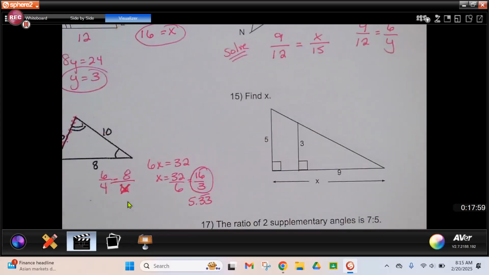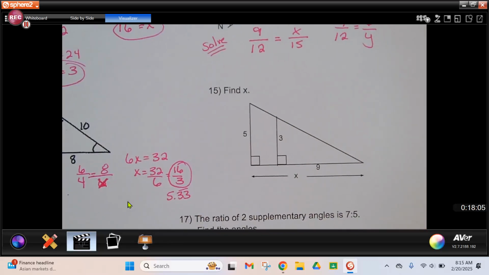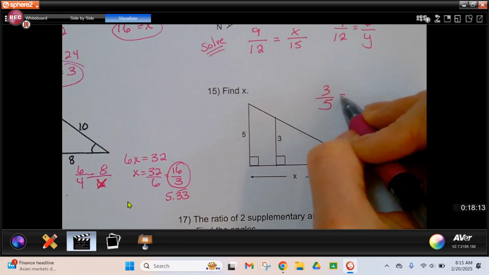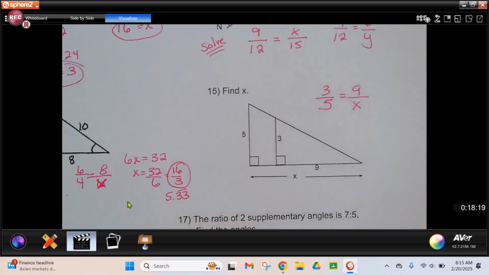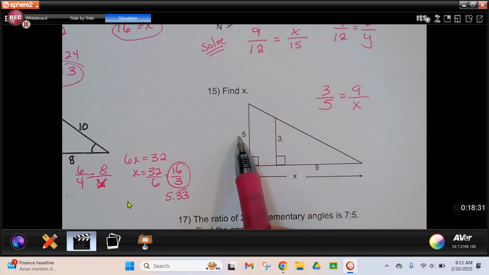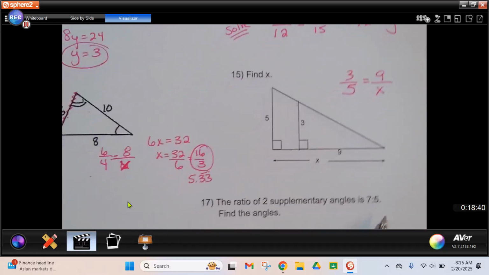Okay, number 15. Now these triangles are nestled inside of each other, so as we write our proportions, we need to remember that. So I see that 3 corresponds with 5. I'm going from smaller to larger. And that means that 9 corresponds with x. Okay? So this is a smaller triangle, and this is a larger triangle. So I put the side from the smaller triangle to the same corresponding side of the larger triangle, 3 to 5. And then 9 corresponds with x. And solve that. And that is not going to be a fraction.